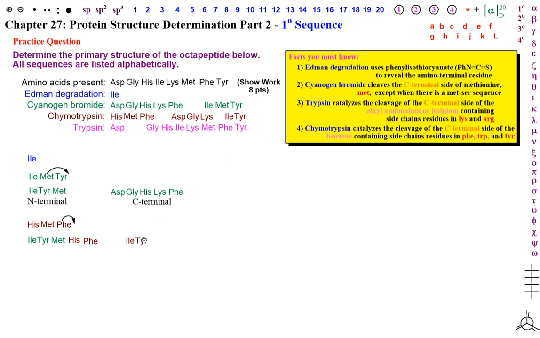Isoleucine, tyrosine, means tyrosine's at the end. It's aromatic with a benzene in it. Isoleucine, tyrosine, and everything that doesn't have an aromatic in it, by definition, has to be C-terminal. Notice there's a lot of overlap here. Well, we know the 3 C-terminals here instead of the 5 here. So far, so good. Let's look at trypsin.